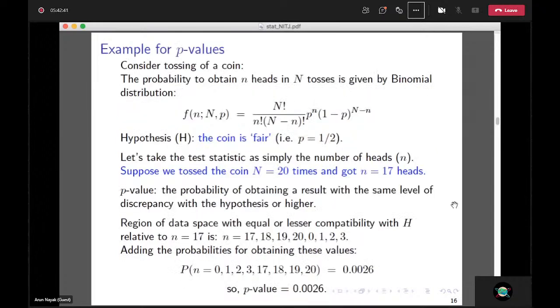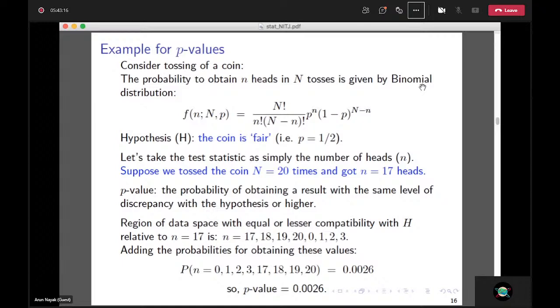Now let's come to an example for calculating the p-values. I think that will explain it better. We are tossing a coin. That is our experiment. The probability to obtain, say, n heads in n such tosses is given by the binomial distribution that you know, right? And we want to test our observation against the hypothesis that the coin is fair.